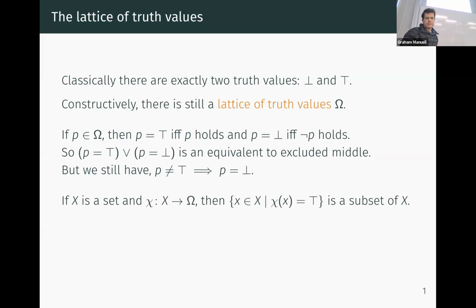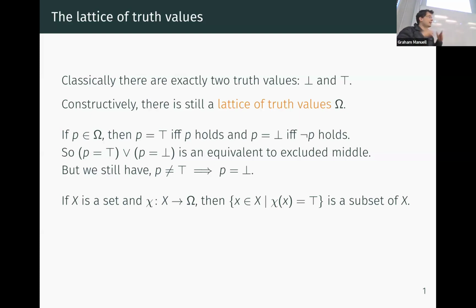So I think I mentioned this briefly last time: this lattice of truth values, the other way you can think about it is as the power set of the one element set. So this Omega, think about it as the power set of the one element set, all the subsets of the one element set. Classically, it's either empty or it's the entire thing. Constructively, it's a bit more subtle, but we can still talk about the power set of the one element set.